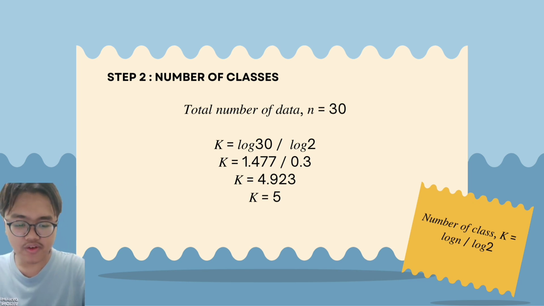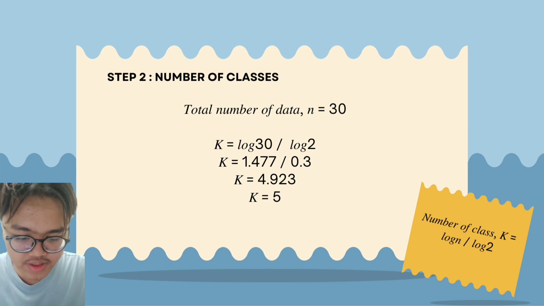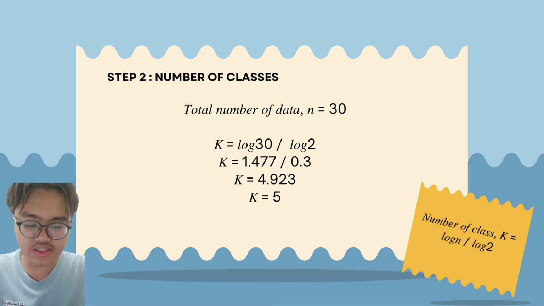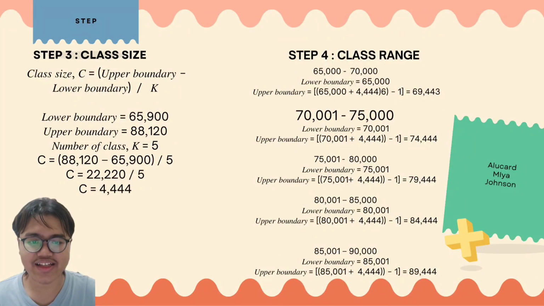Step 2, number of classes. To create the frequency table, we start by arranging the passenger data in ascending order. Then we calculate the number of classes using k equal to log n divided by log 2, where n is 30, resulting in 5 classes. Next slide.